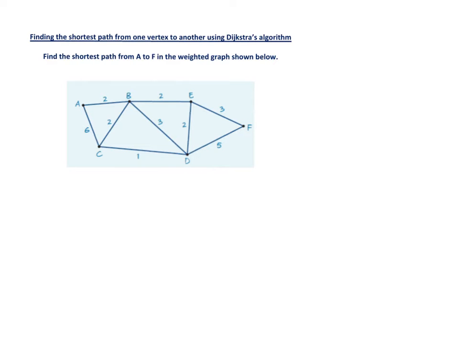So this is an example of Dijkstra's algorithm again. It says find the shortest path from one vertex to another using Dijkstra's algorithm. All right, so it says find the shortest path from A to F. So we're going from A to F.